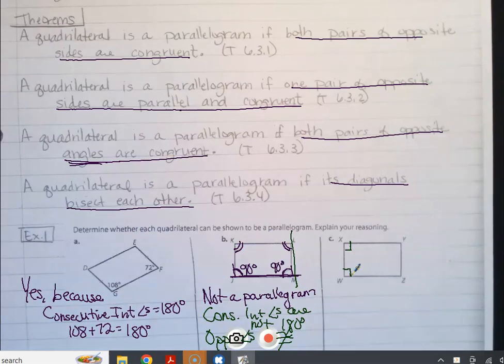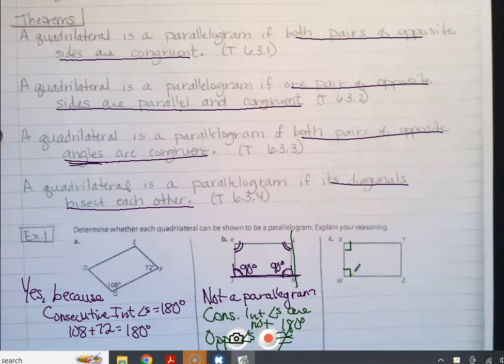Well, you can figure that out, because W and C has to equal 180. So if that equals 90, then C equals 90. And then Z and Y have to equal 180. If C equals 90, then Y equals 90. But you don't know what those are.